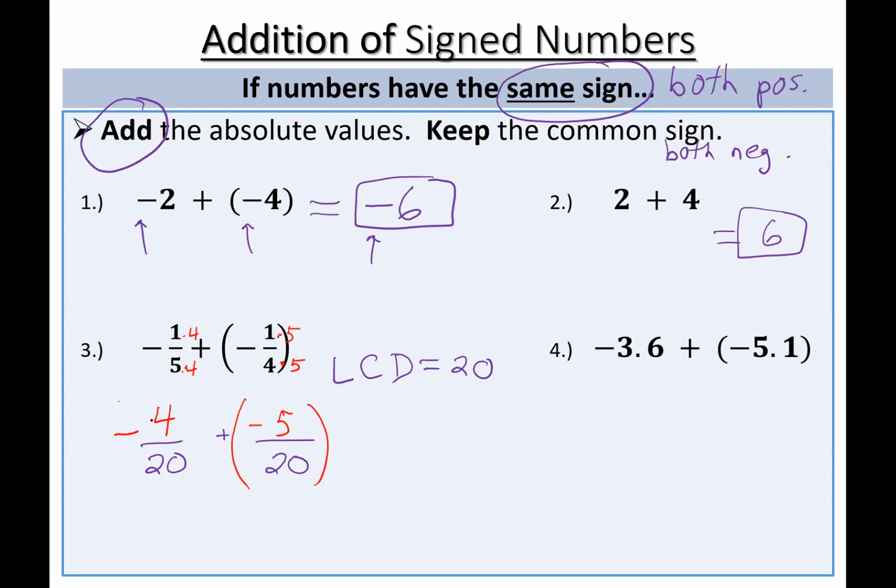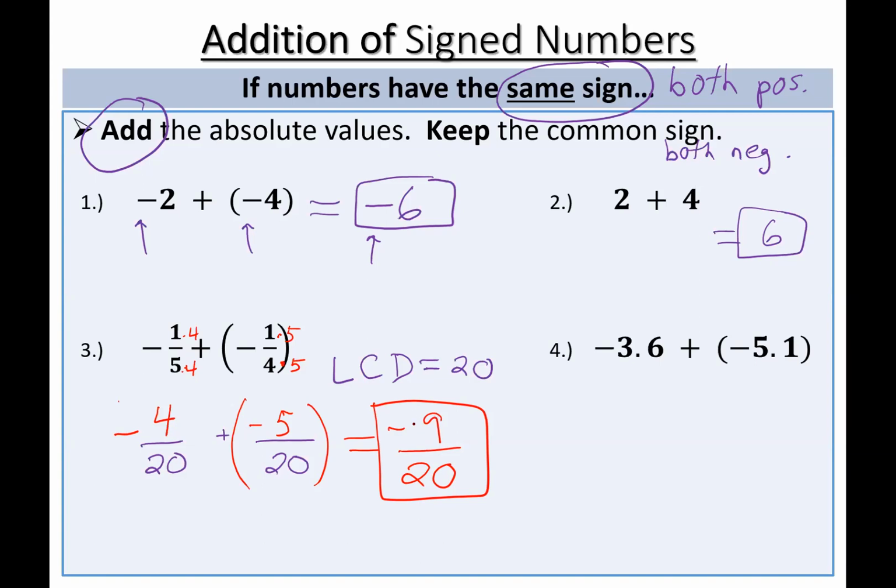Okay, so when we've rewritten our problem, -4/20ths plus -5/20ths, now we get to add, because we finally have the common denominator of 20, and now we can add the numerators. -4 plus -5, that will be -9. So our final answer is -9/20ths.